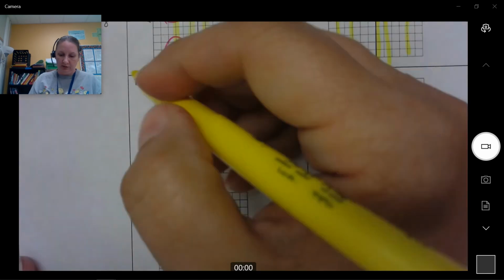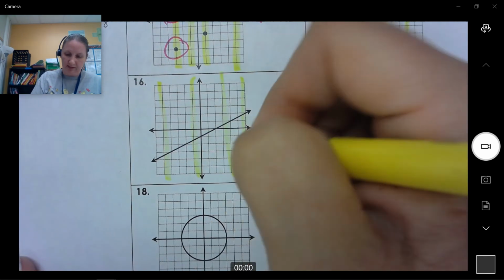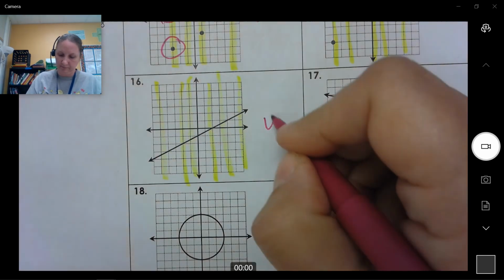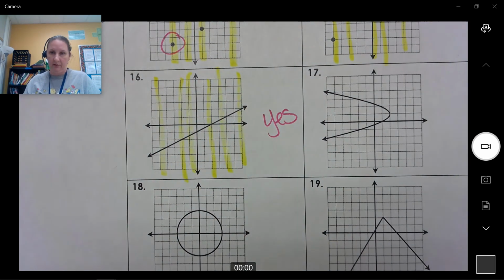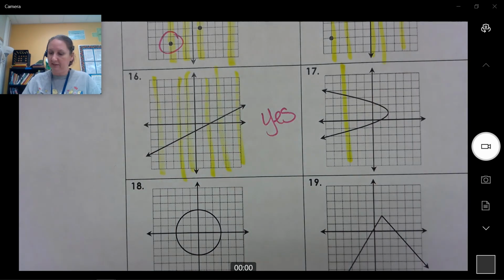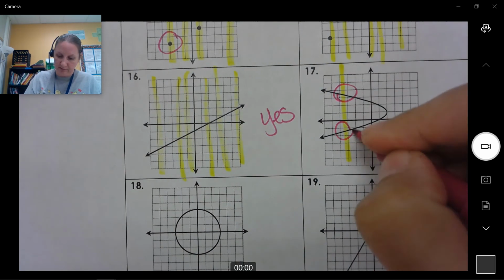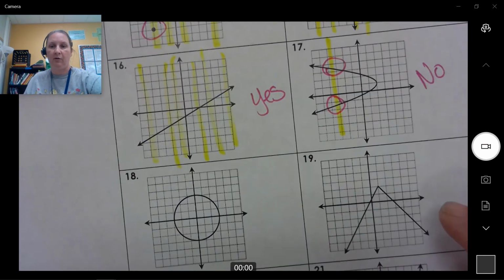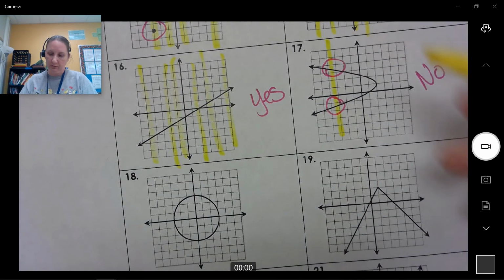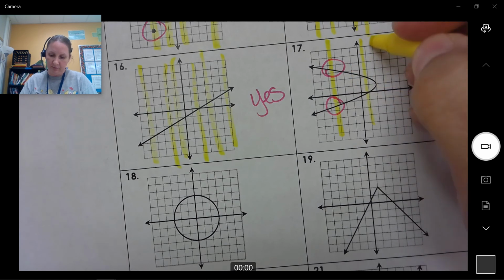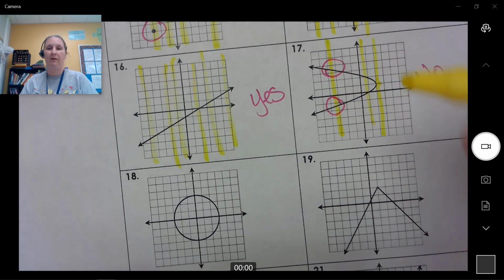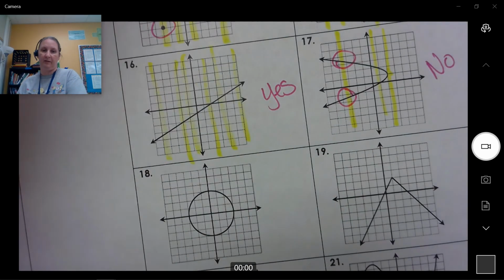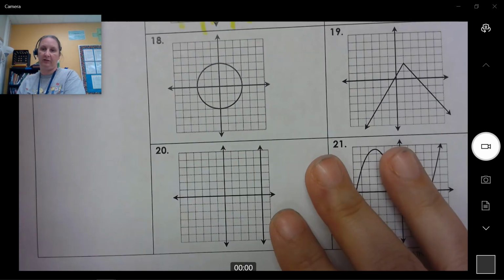So we'll just keep drawing lines. I don't see any spot that's going to be a problem, so that's a yes. Here, the first time I did it, I ended up with 2 spots. So that's a no. Okay? You always want to try at least 2 or 3 places on it, because if you had only picked it right here, you probably would have said yes. But you do want to try more than one spot, just in case there's a tricky spot.